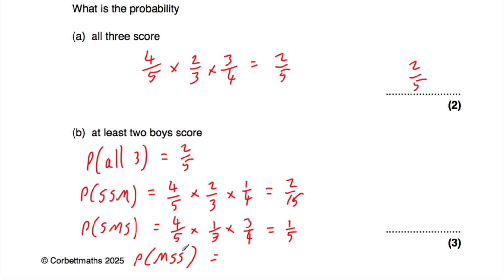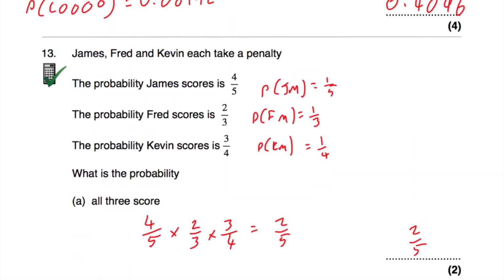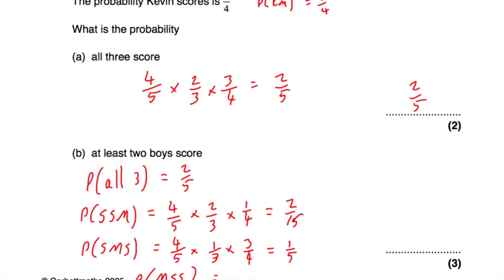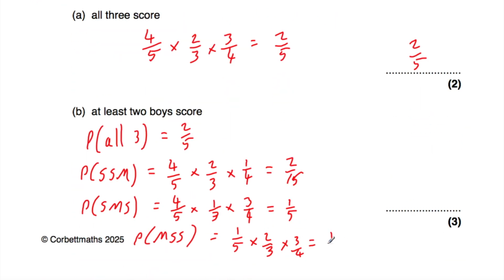And finally, miss, score, score. So miss, score, score would be miss 1/5 times score 2/3 times 3/4. So let's write that down. And whenever we work this out in our calculator, we get an answer of 1/10.